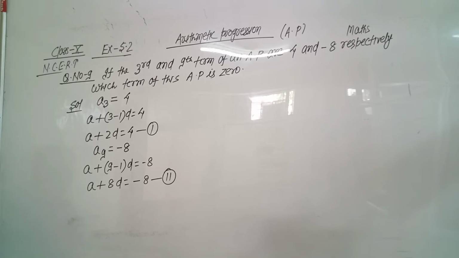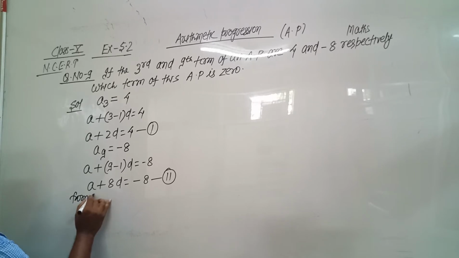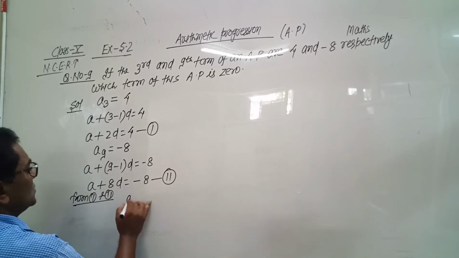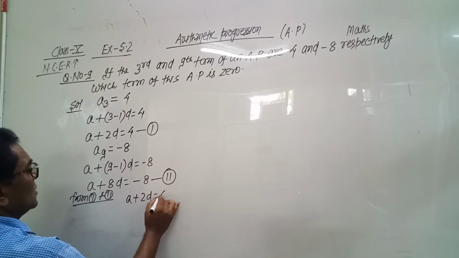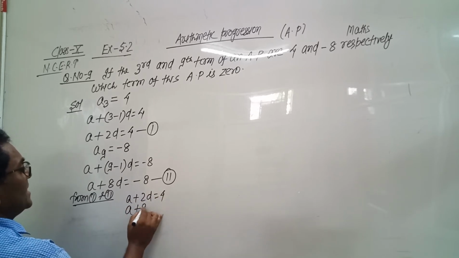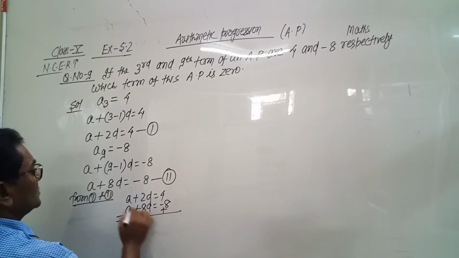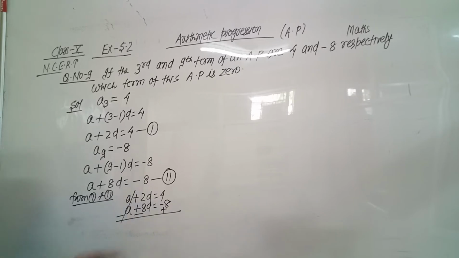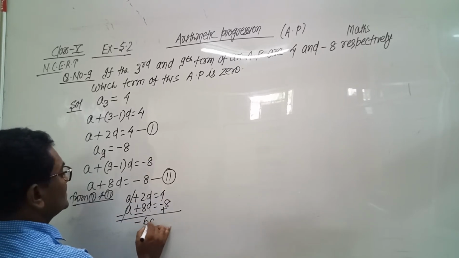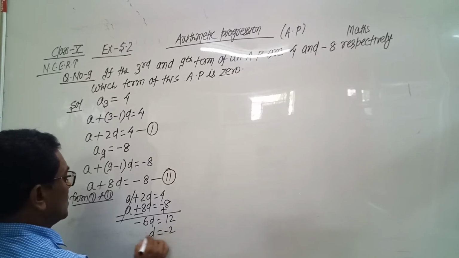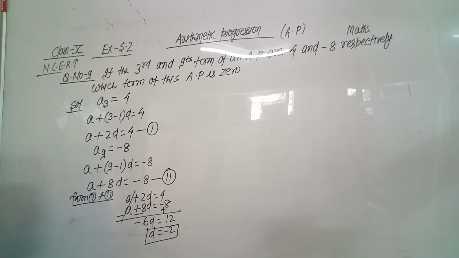We solve these two equations to get the value of A and D. So from first and second, A plus 2D equals 4 and A plus 8D equals minus 8. Sign changed, A and A get cancelled. 2D minus 8D, minus 6D equals 12, and D equals minus 2. The value of D comes to be minus 2.